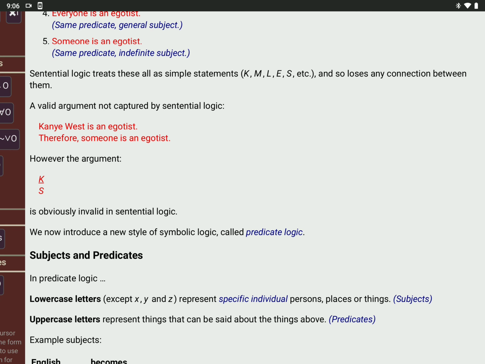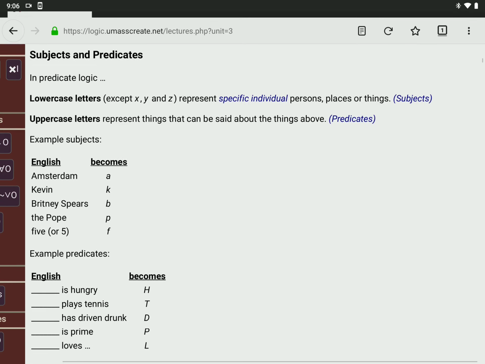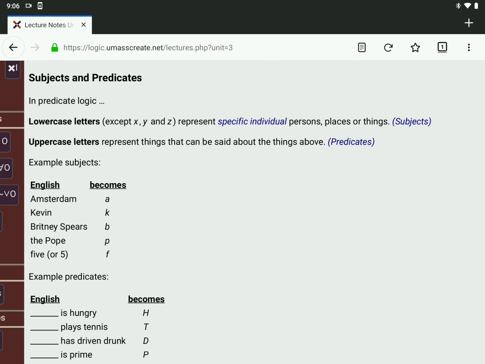So what we want to do is introduce a new logical language that actually represents parts of statements and what they have in common. In predicate logic, we have different kinds of symbols for subjects and predicates. We're going to use lowercase letters except x, y, and z to represent what we call subjects. The subject-predicate distinction is usually something you use in grammar, but in logic, we understand subjects and predicates a little bit differently. In logic, a subject is a specific individual person, place, or thing.